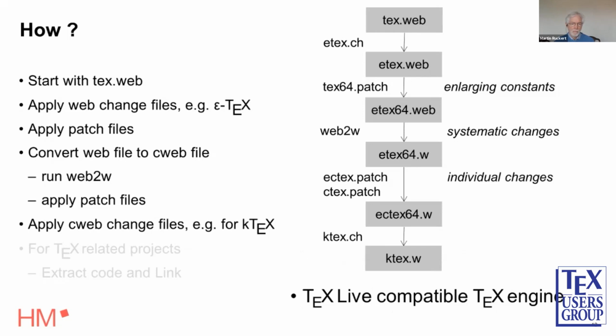Finally, cweb change files can be applied. For example, the kTeX change file adds the kpath search library and a TeX-live conformant command line to kTeX. To conclude this presentation, I want to give you a few selected examples of the systematic and the individual changes that are made by the web to cweb translator and the ctech change file to illustrate the challenges when trying to obtain true source code.